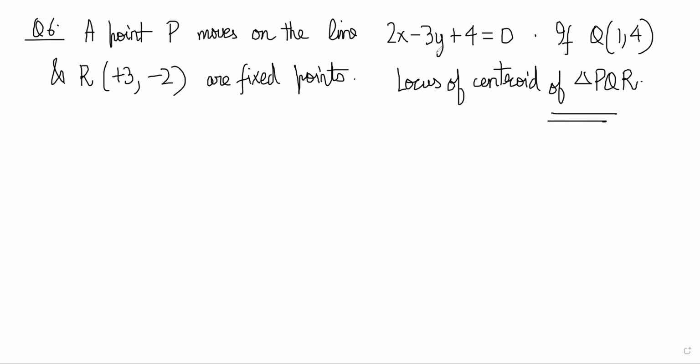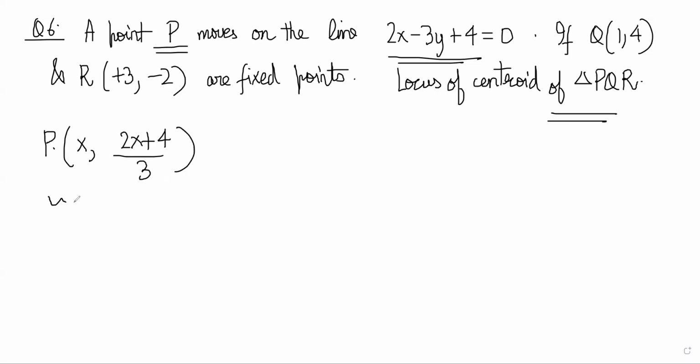Okay, so very easy question. P is a variable point. So let's say P is a point, it lies on this line. So if it has x coordinate as x, the y coordinate would be, 3y would be equal to 2x plus 4, so the y coordinate would be (2x + 4)/3, right? What am I doing here? I'm saying that if the x coordinate of P was x, obviously the y coordinate would satisfy this equation. The y coordinate would be this. So this reduces the number of variables I have. This is my point P. Q is given as (1, 4). R is given as (3, -2).